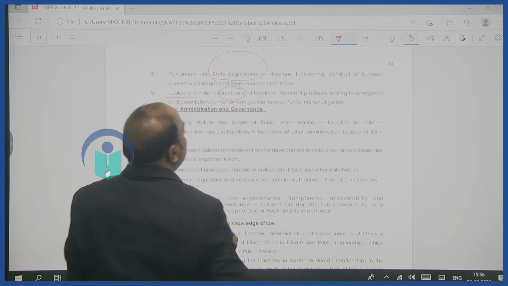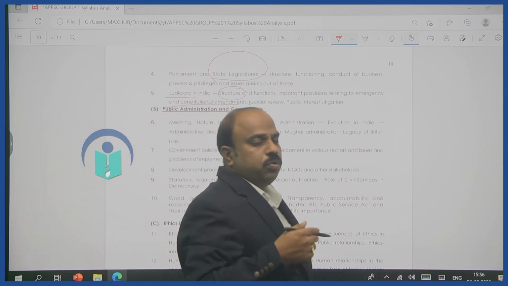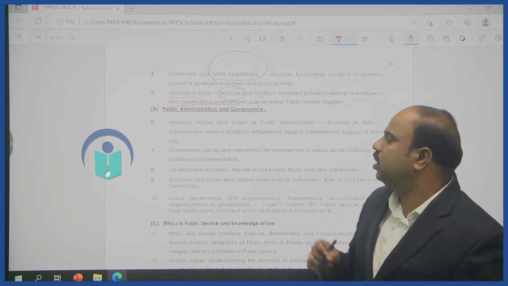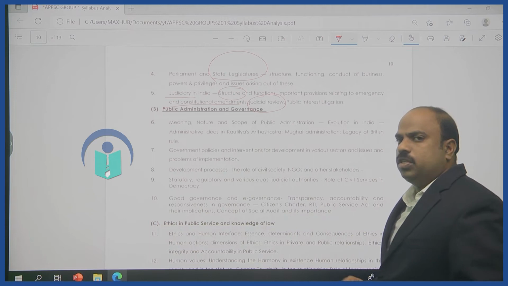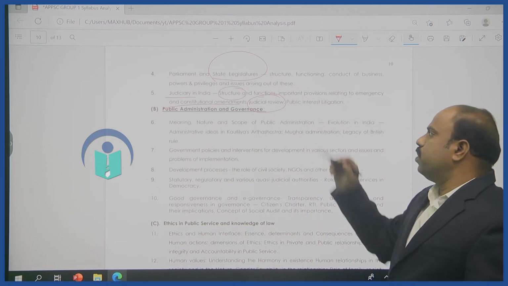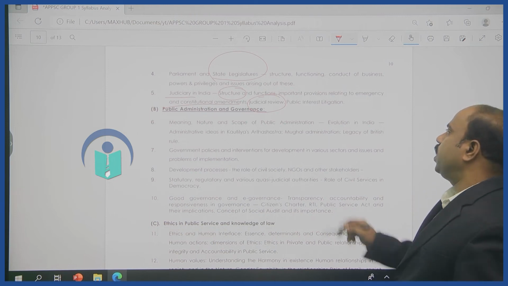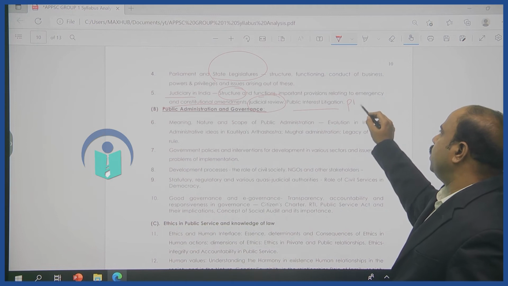Important provisions regarding emergency and constitutional amendments, nothing but Article 352, 356, 360 of the Constitution. Following, the next, judicial review. Whether the concept of judicial review is original with the Indian Constitution or a borrowed feature of the Indian Constitution. So it is borrowed from the USA, United States of America. Then PIL, public interest litigation.